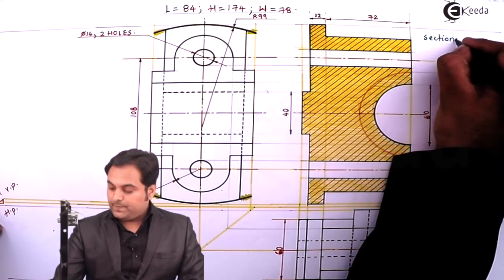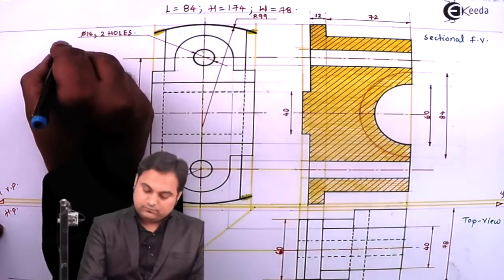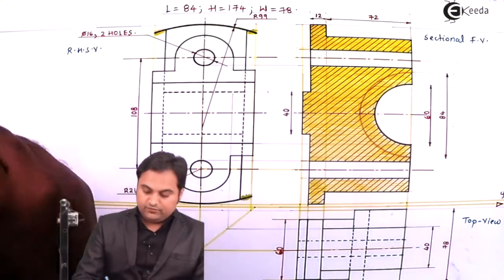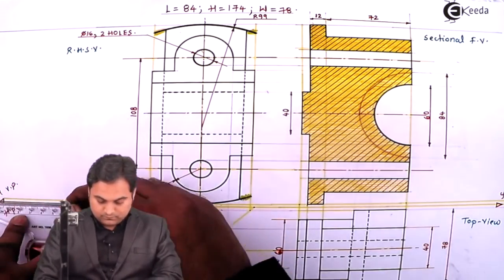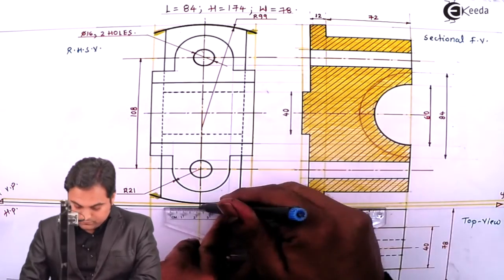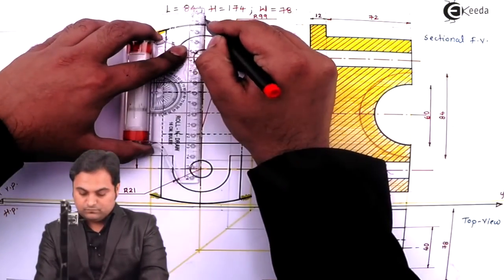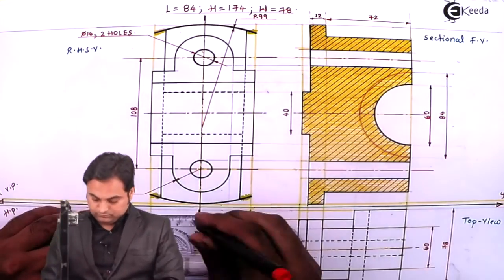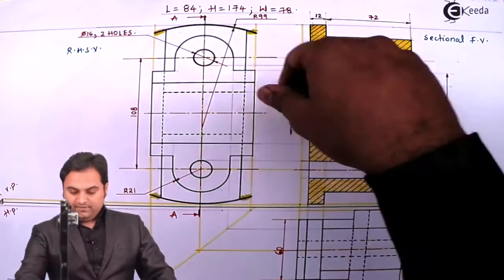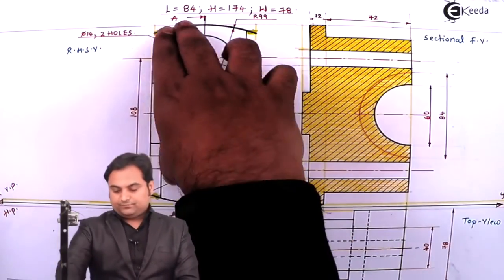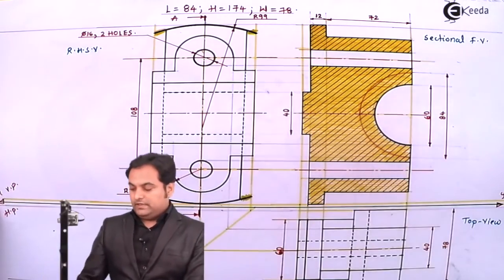This is the sectional front view. Here is the top view, and this is the right hand side view, which is drawn towards left by first angle method of projection. This is the cutting plane AA, means I am going to cut the object about this line, removing the part which is in front of me, then looking from this side and drawing it onto the other side. That will give me the front view.